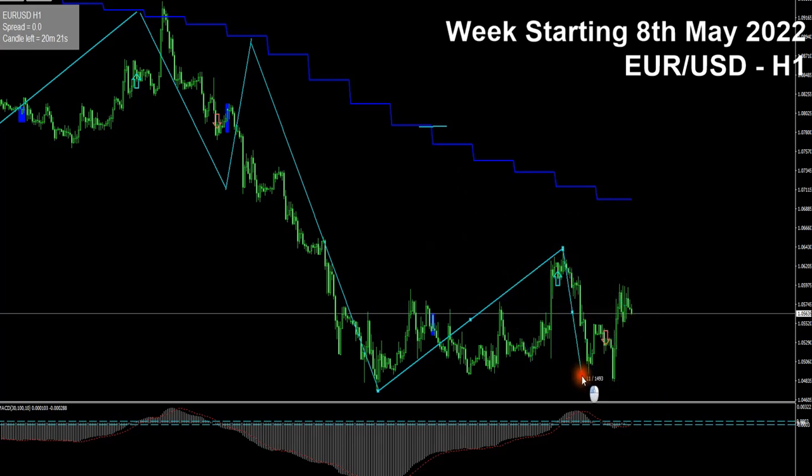In the meantime, we had a buy signal, which we didn't take because price is underneath this multi-time frame moving average. And as you know, if price is underneath the moving average, then we only look to sell the market. So this buy signal was completely ignored.